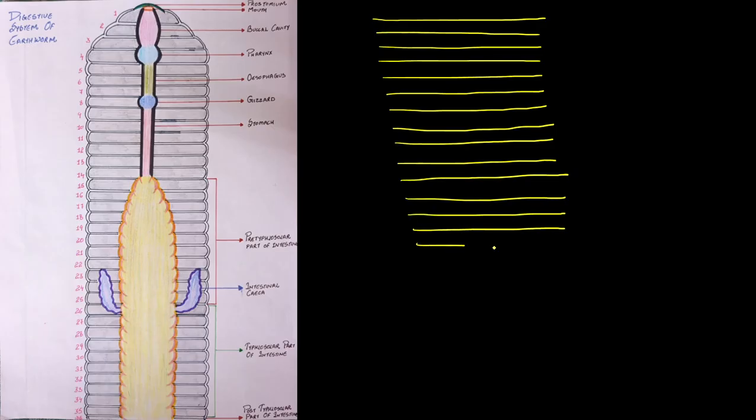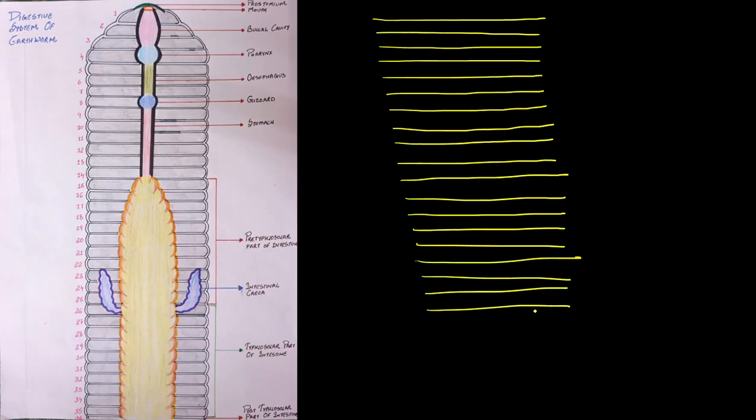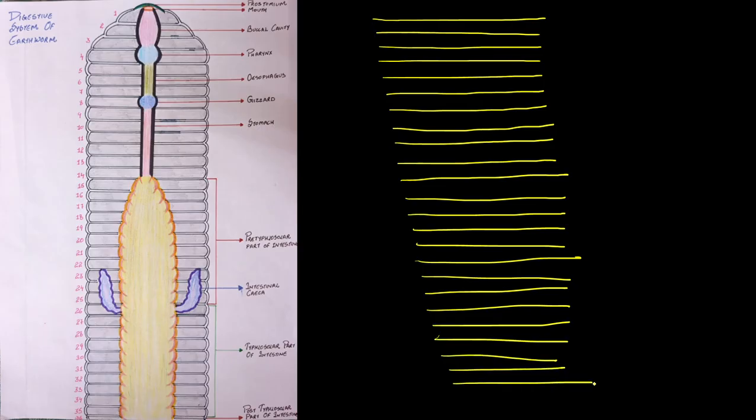Now let me just draw it. Make sure that you draw with a pencil because later on you have to erase it. Mine is going crooked, but yours should be straight. Now here you can see the upper part which I have drawn with the green color. That is nothing but the prostomium. What is prostomium? It is the flap-like structure which will be covering the mouth.